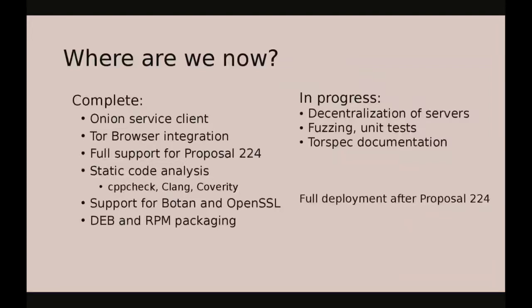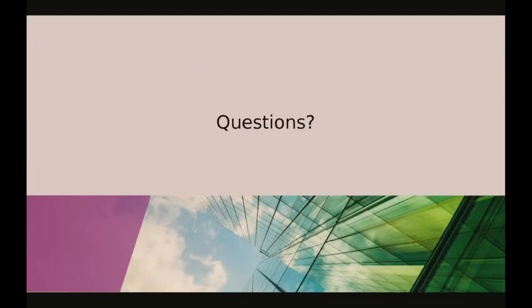So where are we now? We've completed a good chunk of our software. We've got full support ready for proposal 224, which is the next generation of onion services. We support several packaging formats, and we've decentralized, and we're still working on decentralizing our server. Due to the issue with SHA-1, we're going to be waiting until proposal 224 is ready to go before we deploy it. Other than that, we have this ready to go. We're just finishing it up.